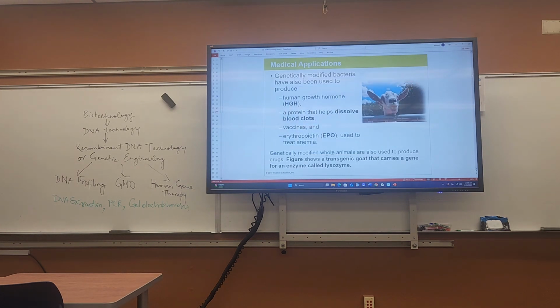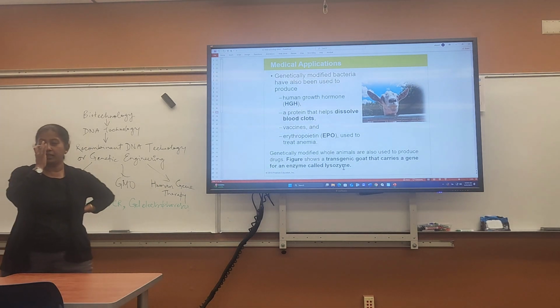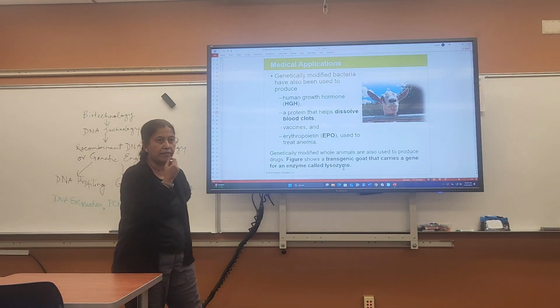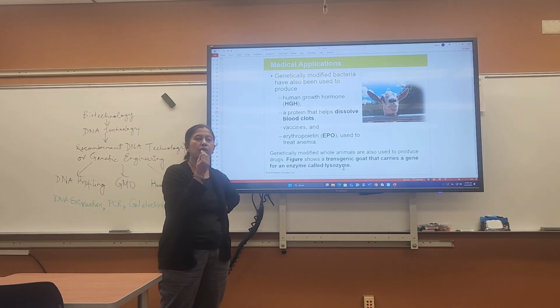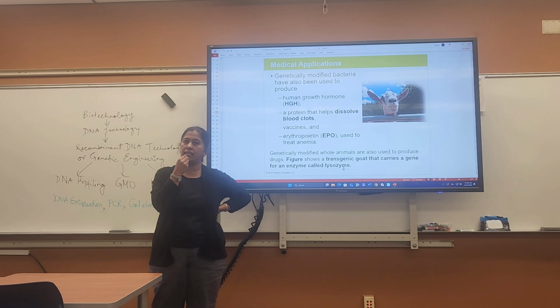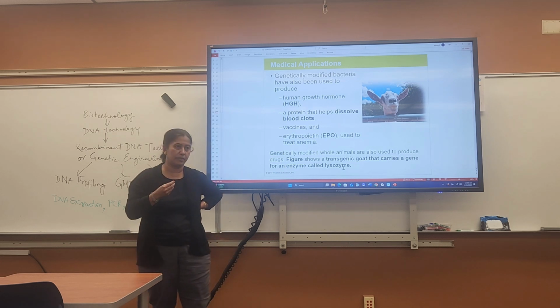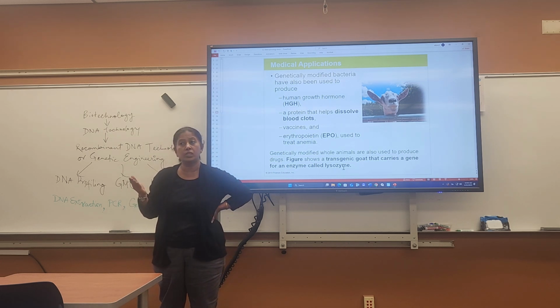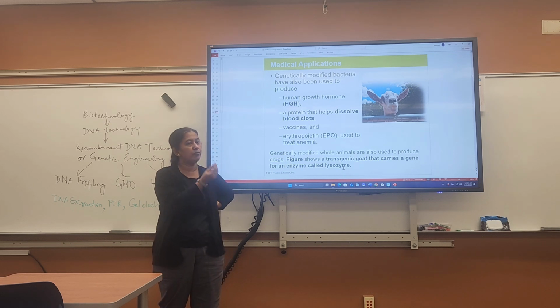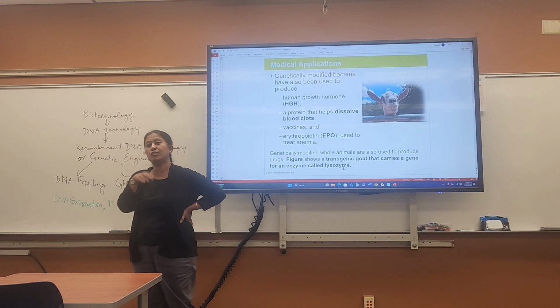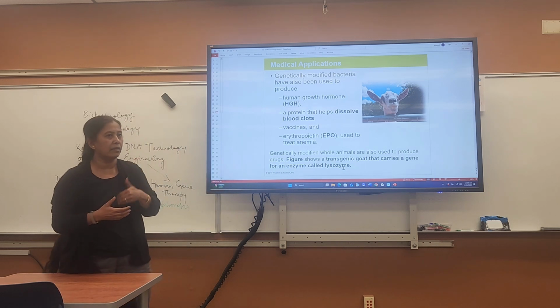This is a transgenic goat that carries a gene for an enzyme called lysozyme. Lysozyme is an enzyme that is found in our tears and in our saliva. As soon as you put food in your mouth, can you guarantee that the food is free from any germs? No. However well you might have cooked it, or however well you might have washed that fruit, there's always a chance that a lot of thousands of microorganisms are entering along with the food.